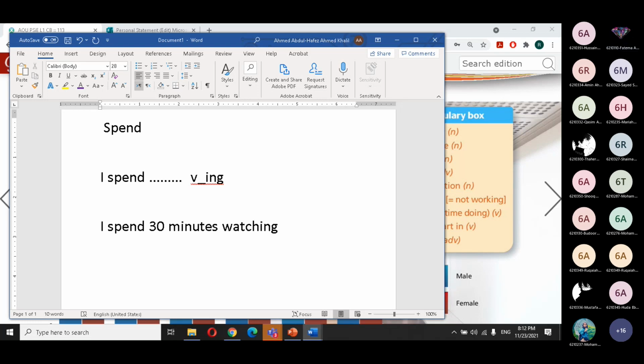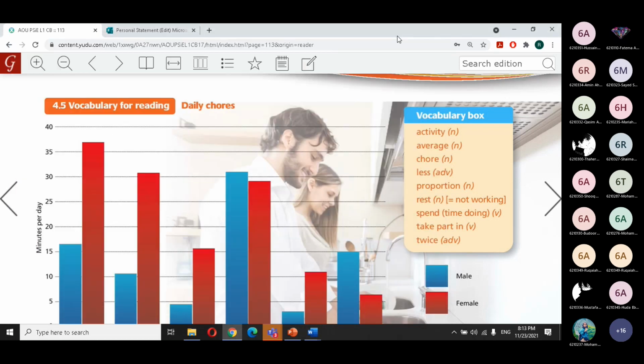So here, when you talk about the time you spend doing something, you write the sentence in this way. You put spend, then the time, then the activity, written like this, verb ing. I spend 30 minutes watching, I spend 30 minutes walking, I spend 30 minutes studying, I spend 30 minutes cleaning, whatever. So here you use spend, the time, and then verb ing to make a good sentence in writing or even when you speak the language. That's why he wrote it for you: spend, then you put the time, doing. Doing here means you use verb ing and you put the activity here.